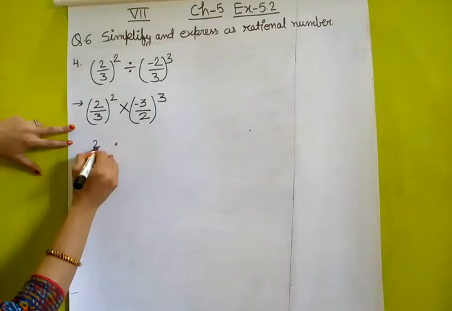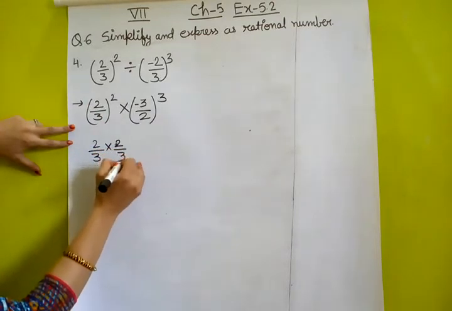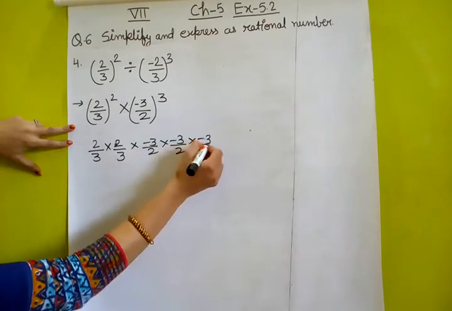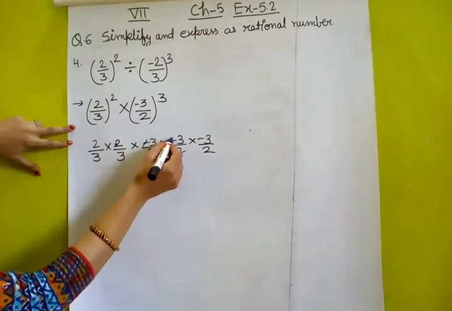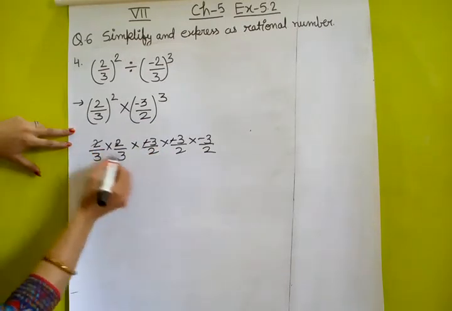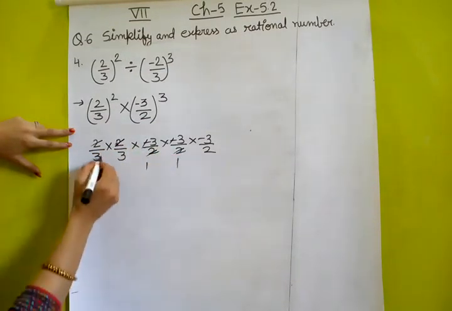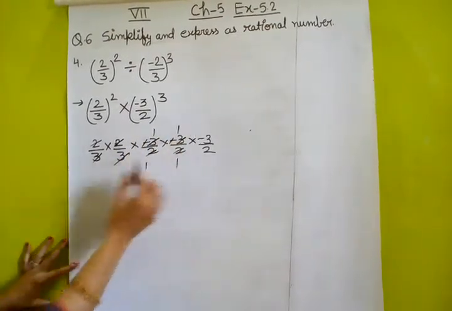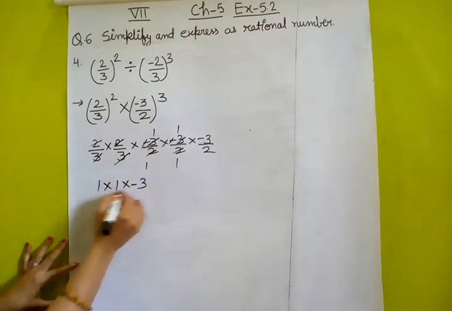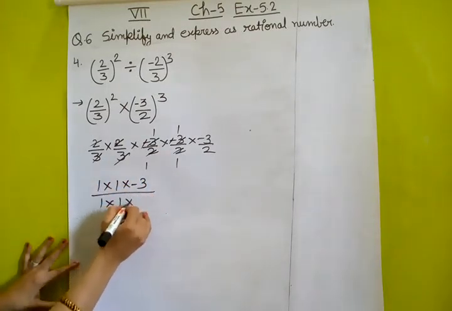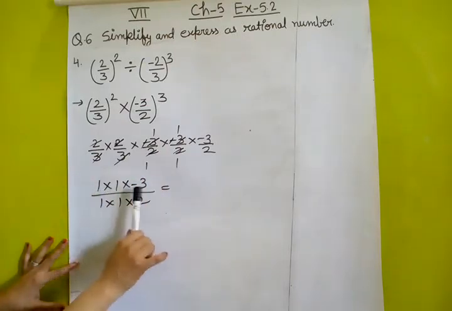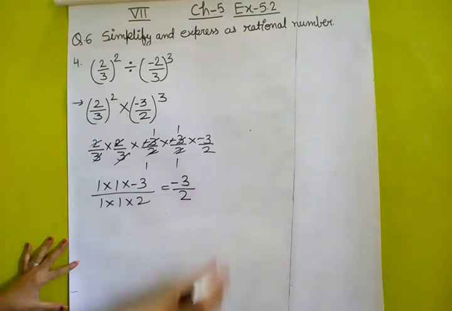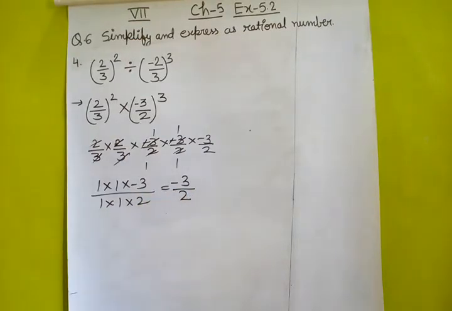Now students, you can use the expanded form: 2 upon 3, 2 upon 3, multiplied by minus 3 upon 2, minus 3 upon 2 and minus 3 upon 2. First of all, this minus I can cut with this minus. Now 2 ones are 2, 2 ones are 2. Here 3 ones are 3, 3 ones are 3. From the upside you can see 1 multiply minus 3. Downside 1 multiply 2. So when you multiply minus 3 with 1 and 1, it will be the same, minus 3. And this will be 2. So students, minus 3 upon 2 will be your answer.